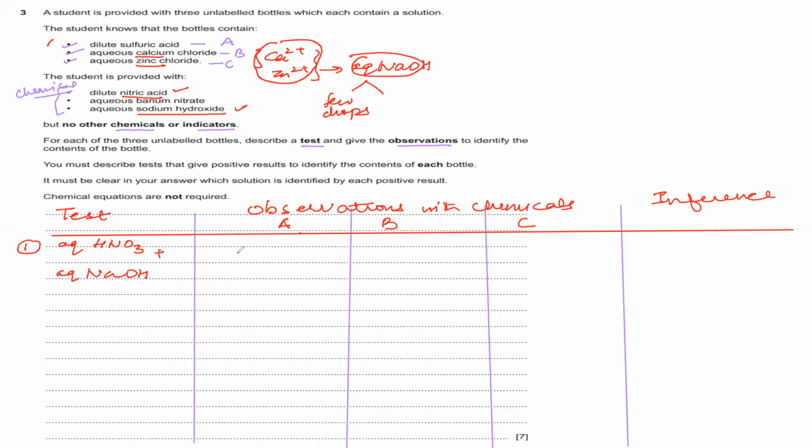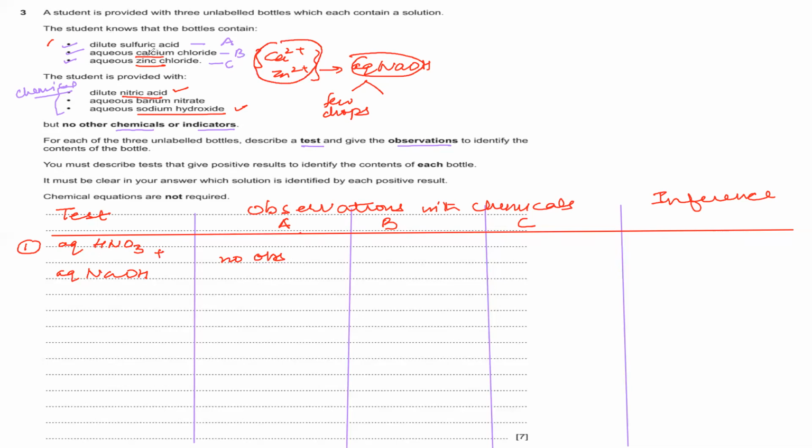If we have A, then we will not see any observation because this is a test for a cation, and here we have a hydrogen cation and a sulfate anion, so this is not going to give you any observation. You will see no observation here. No changes seen, no observation, right?